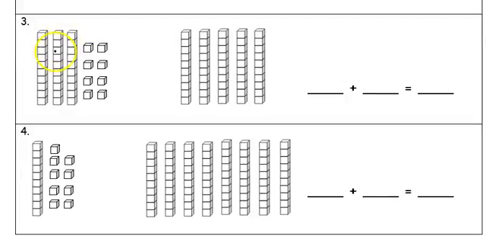Here's a new problem. I'm going to start with 3 groups of 10 and 8 ones. So that would be the number 38. I have 3 groups of 10 and 8 ones. To that, I'll add 5 groups of 10, or 50.